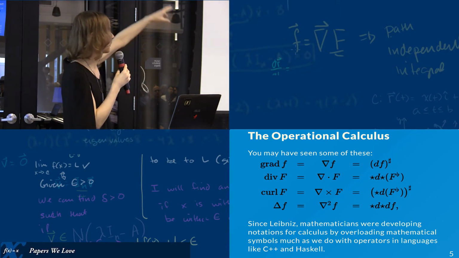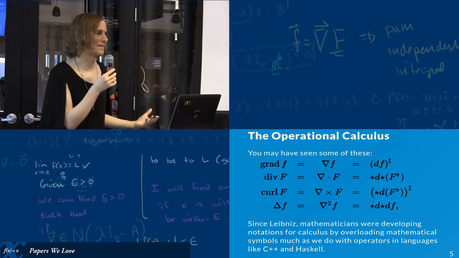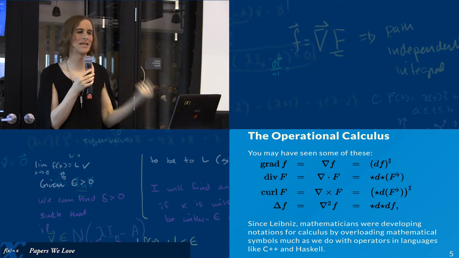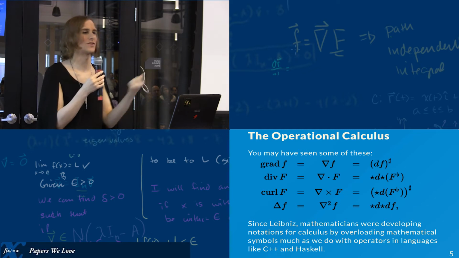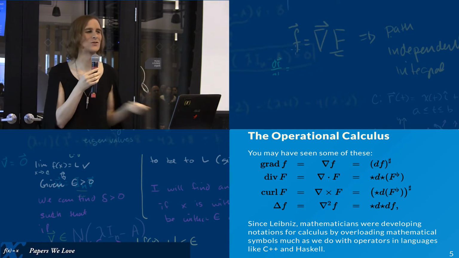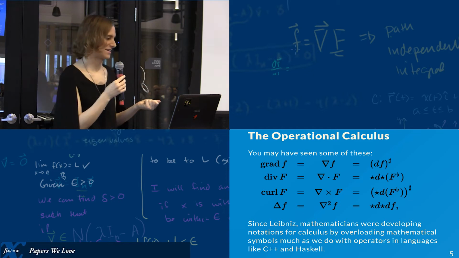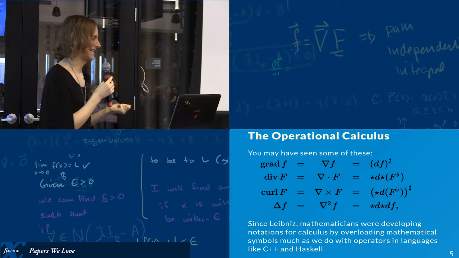You may have seen some things that look like this before. Basically, since Leibniz, mathematicians were constantly trying to develop new and better notation for calculus, right? And getting away from these ugly subscript-filled monstrosities that we were tortured with in high school calculus, and that led to this. Anti-intellectualism towards math that we have in the United States now.